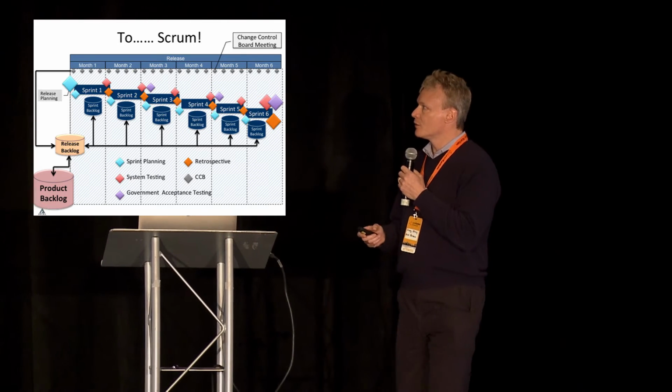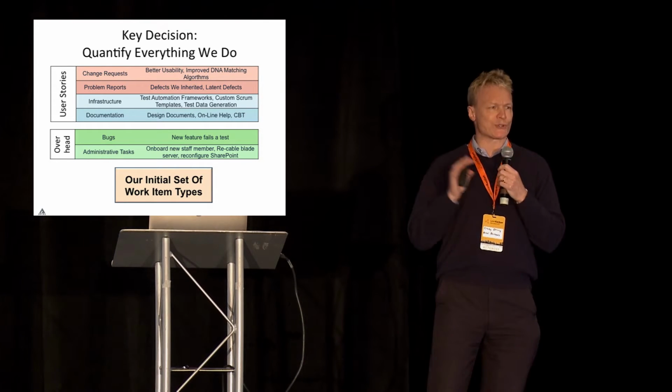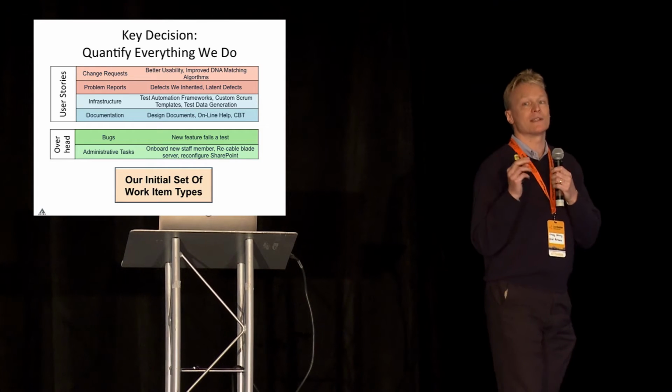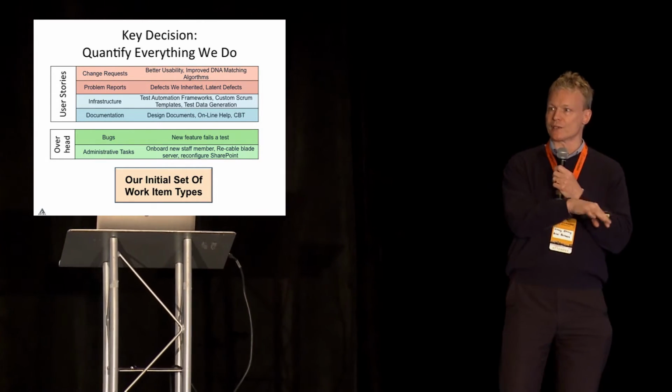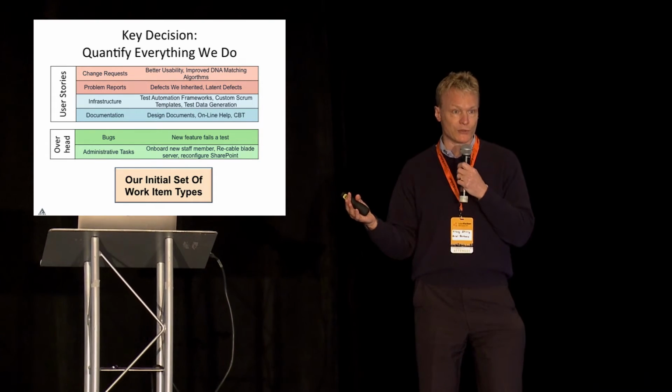Then we decided, okay, we're going to quantify everything we do. So we came up with a taxonomy of user stories and tasks. Our main concern was to understand the difference between the business user stories, the features, and the technical, or what we called infrastructure stories, because we knew we had a lot of technical debt, being a legacy project, and a lot of automated tests that we needed to build.